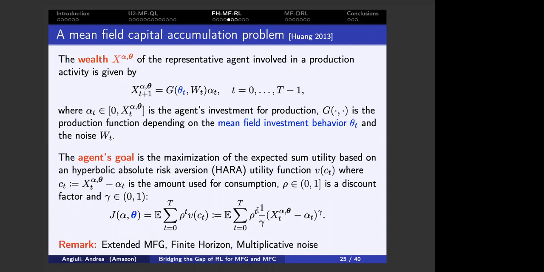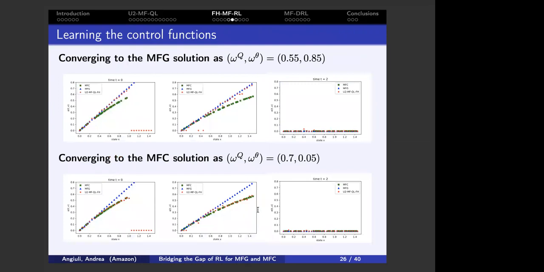So here we have the convergence for the control functions learned by the algorithm. On the top, we have the case of mean field game. On the bottom, we have the case of the mean field control. We have three plots because we are considering three different time points. The blue triangles are the theoretical solution of the mean field game. The green squares are a numerical approximation of the solution of the mean field control problem that we obtain through a deep learning solver. And the red stars are the solution obtained from the algorithm.